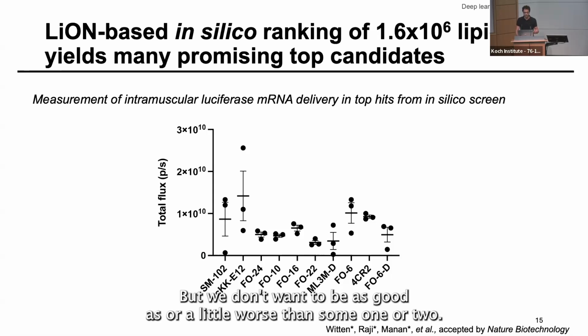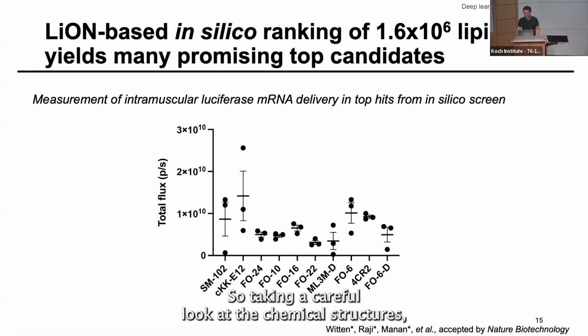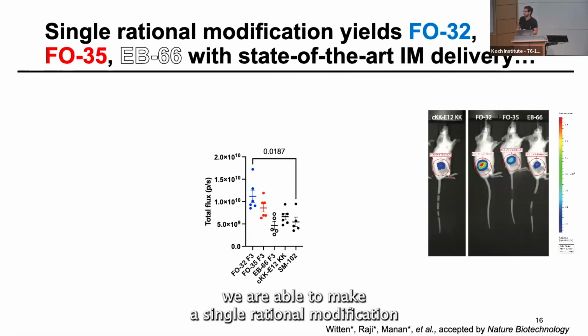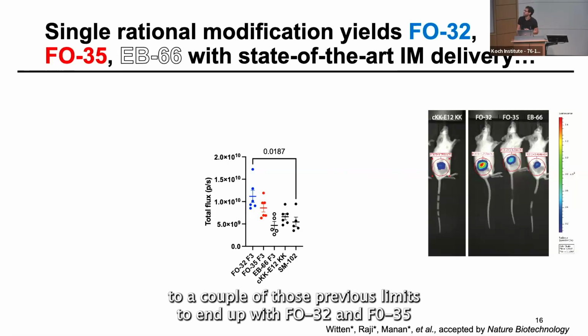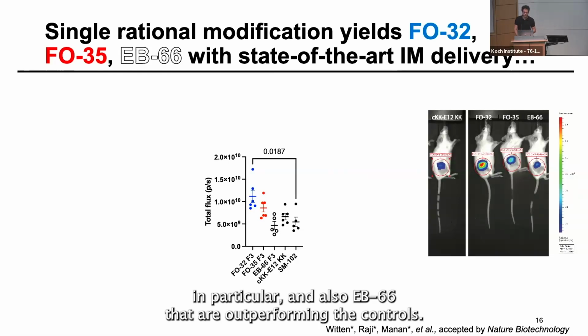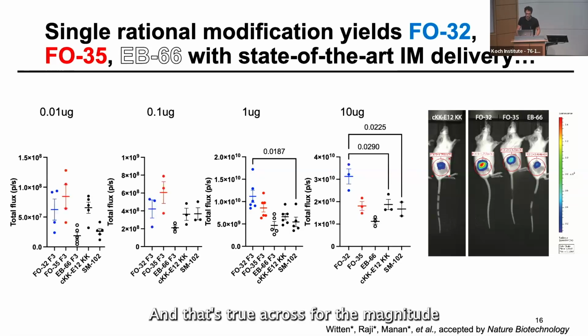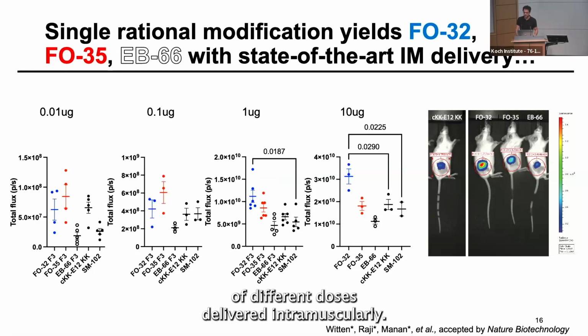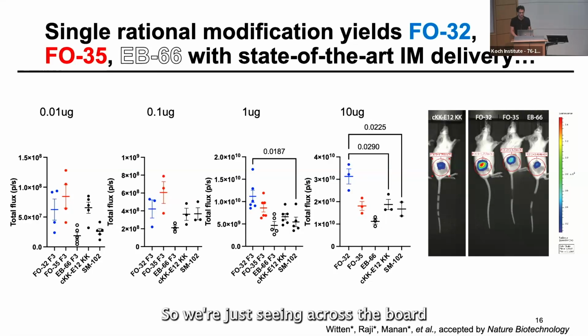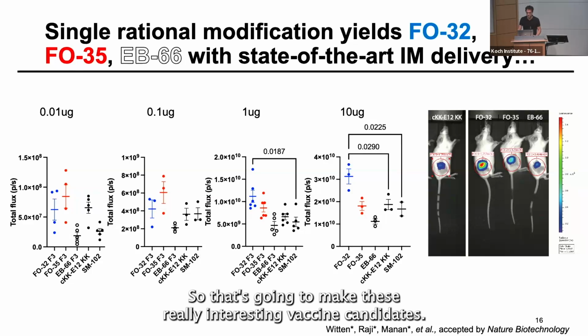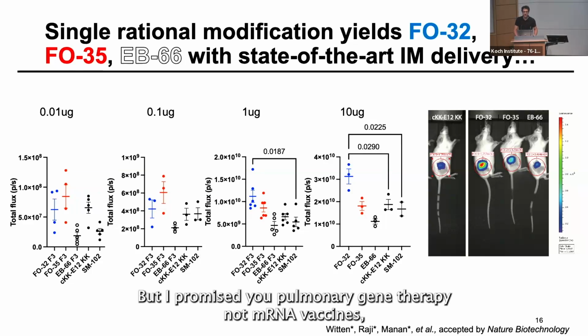So that's pretty impressive, but we don't want to be as good as or a little worse than SM102, we want to be better. Taking a careful look at the chemical structures, we were able to make a single rational modification to a couple of those previous lipids to end up with FO32 and FO35 in particular, and also EB66 that are outperforming the controls. And that's true across 4 orders of magnitude of different doses delivered intramuscularly. So we're just seeing across the board, FO32 and FO35 are outperforming the controls. That's going to make these really interesting mRNA vaccine candidates. But I promised you pulmonary gene therapy, not mRNA vaccines.